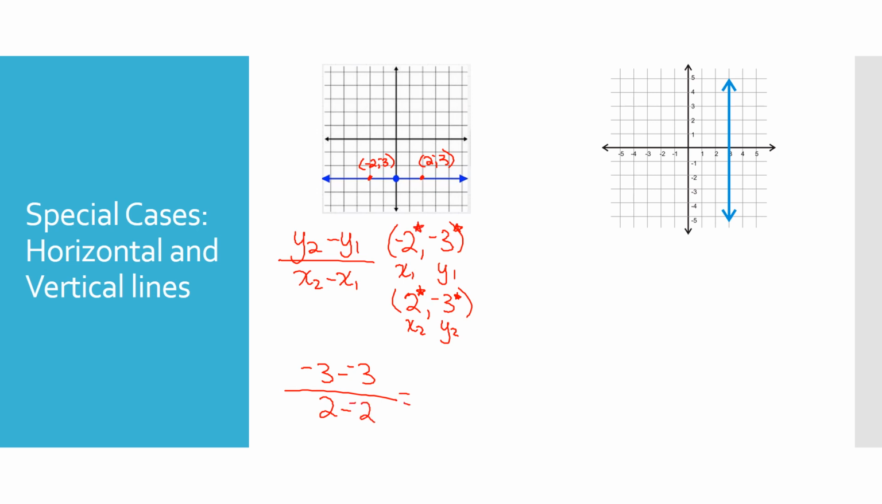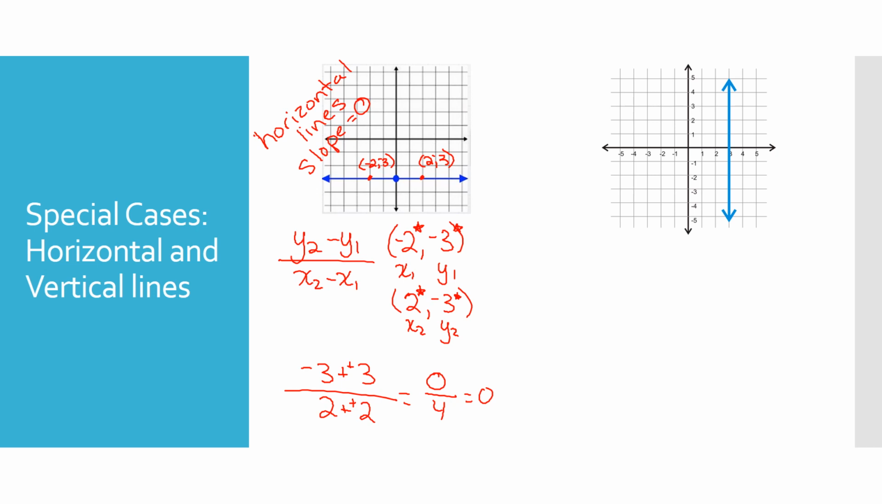Now I'm going to go ahead and apply the rules for change opposite. -3 plus 3 is 0 divided by 4. Anything 0 divided by 4 is 0. So the slope of this line is equal to 0. The slope of all horizontal lines, no matter what, is always equal to 0.